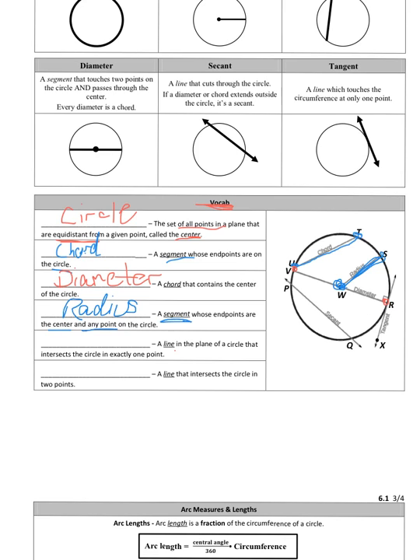Next one has to be a line in the plane of a circle that intersects the circle at exactly 1 point. As we said earlier, it's going to touch the circle at 1 point. What I'm referring to is a tangent. Tangent touches the circle at 1 point. And the last one, by process of elimination, you might guess what it is. Once again, it's a line, and it intersects my circle at 2 points. So a tangent is 1 point, and a secant is 2 points.